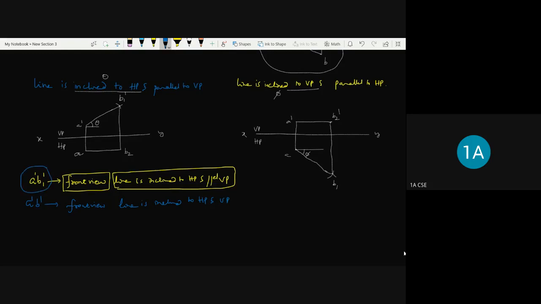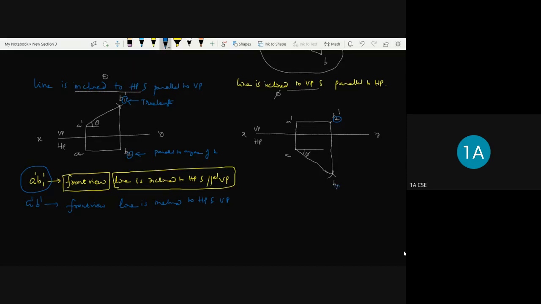The naming I have denoted is this: whenever the suffix 1 is used, it represents a true length line. When I use suffix 2, it means the line is kept parallel to the XY line, that is, parallel to VP. When the line is parallel to any one of the reference planes, the 2 comes into the representation. Similarly here, it is parallel to the horizontal plane, that is why in the front view I got 2.